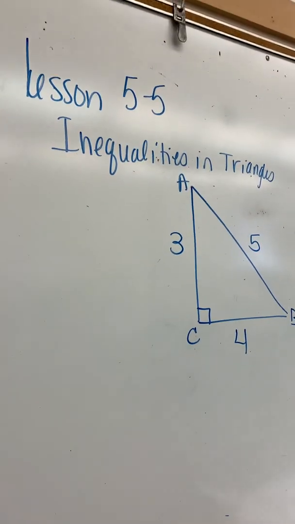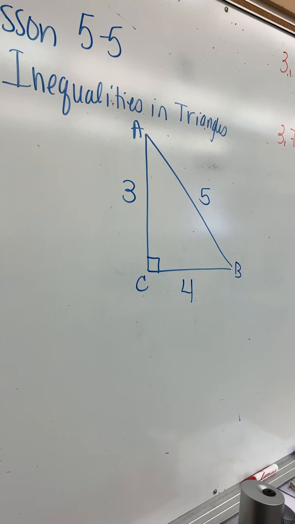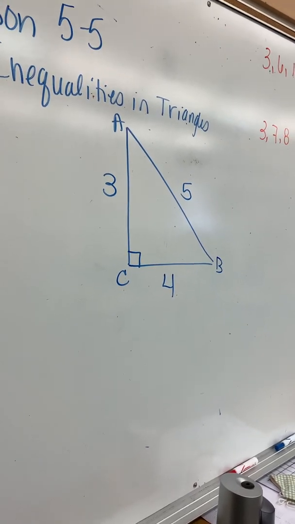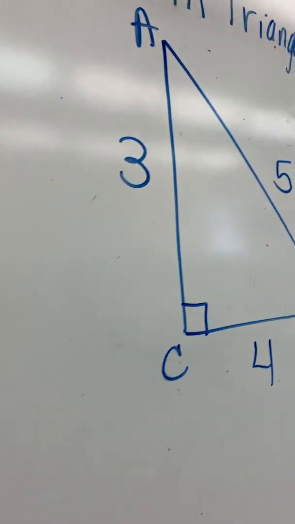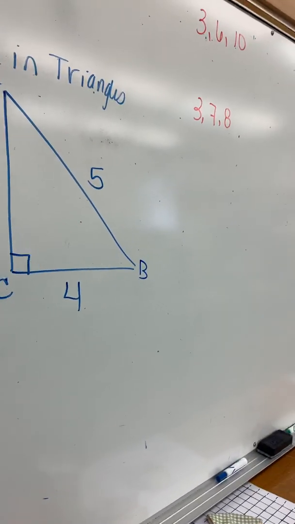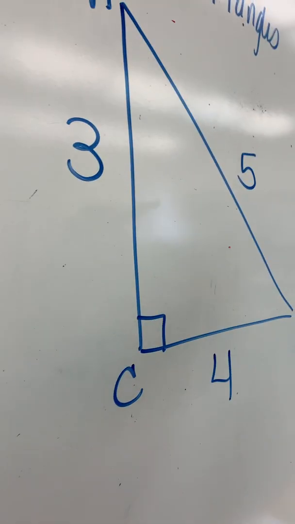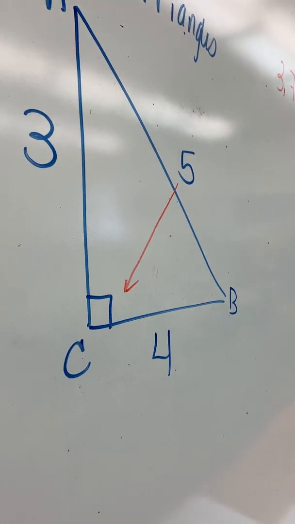So lesson 5.5, inequalities in triangles. Using either they give you the angles or they'll give you side lengths, and you have to determine, for instance, this one gives you side lengths. So we have to determine which angles are your biggest angles and label them from greatest to least. The longest side, across from it, should be your largest angle.